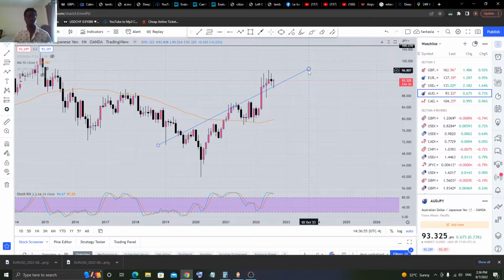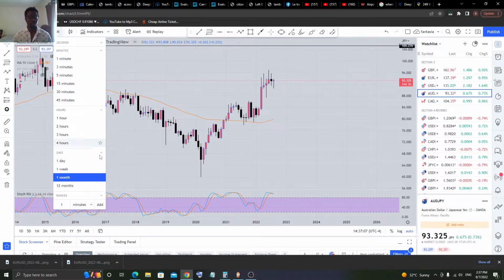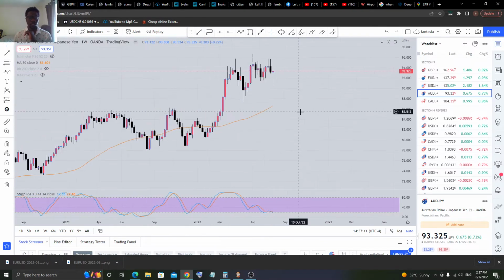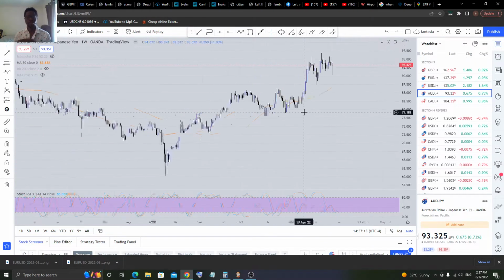Now that we know price is going up, we're going to go into the smaller time frame, and in the smaller time frame, what we're going to do is try to find our entry. So let's go quicker because I have other pairs to show you guys. If you go into the weekly, this is the setup, right? This is the weekly setup.